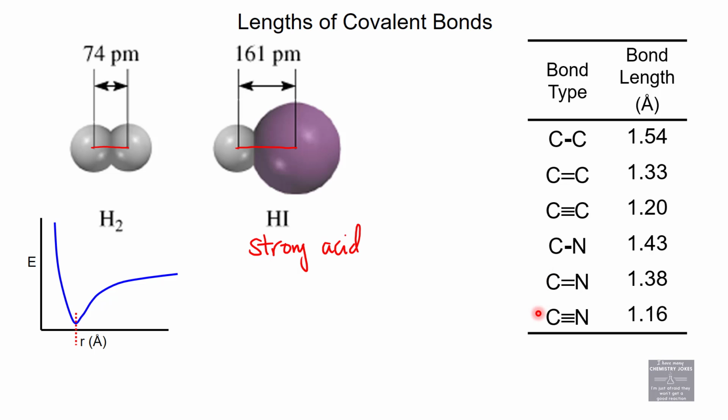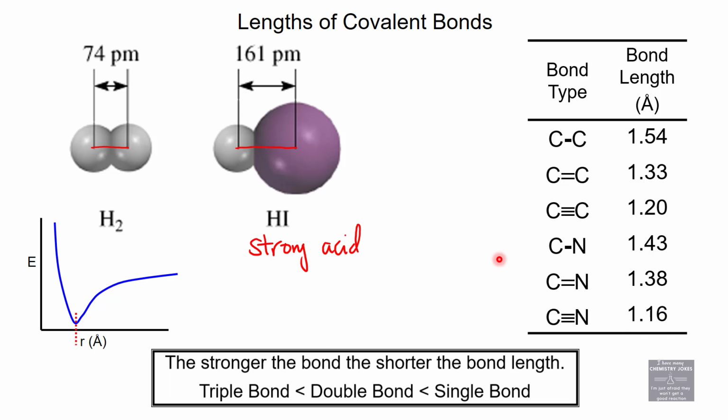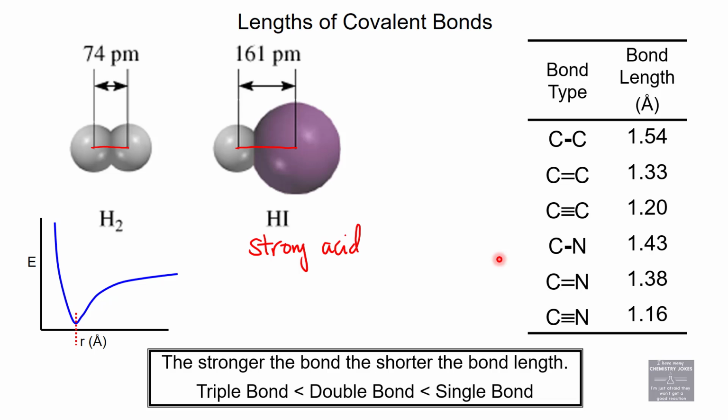Carbon-nitrogen single, double, triple, same exact trend. The triple is the shortest bond, therefore the triple is the strongest bond. The stronger the bond, the shorter the bond, or the shorter the bond, the stronger the bond. Triples are shorter than doubles, which are shorter than singles, and it goes in that same order of strength.